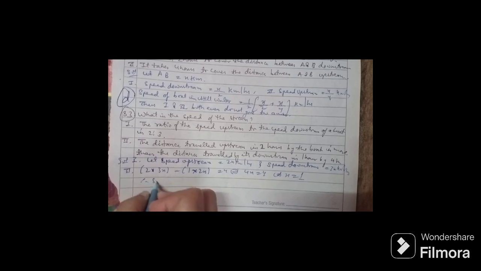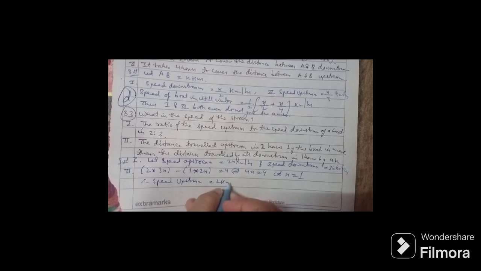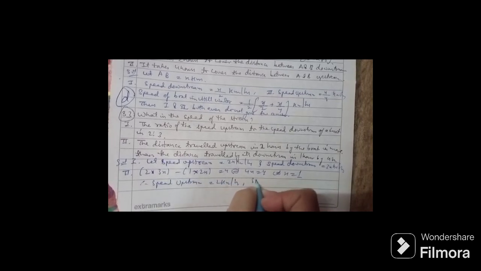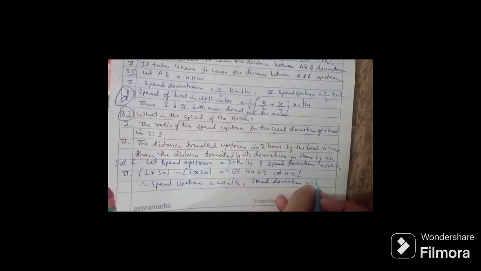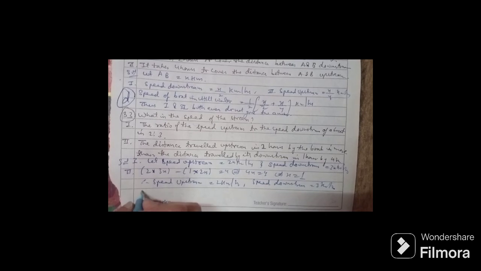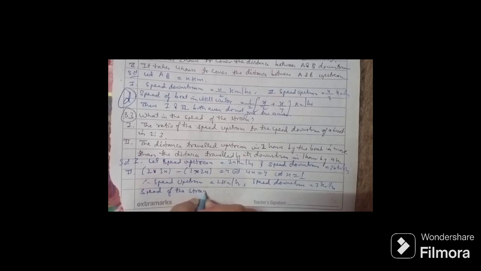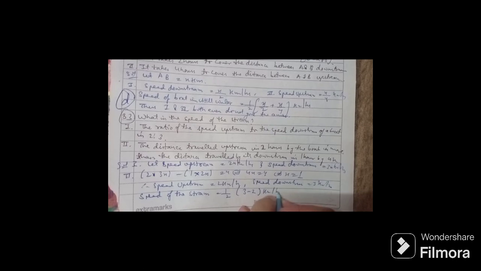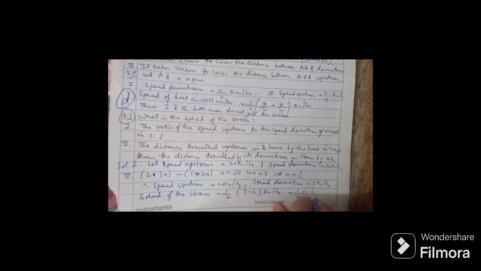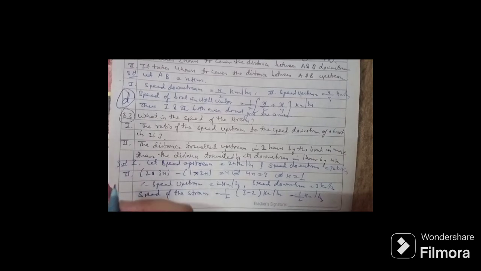Speed upstream equals 2 kilometers per hour. Speed downstream equals 3 kilometers per hour. So speed of the stream equals half of (3 minus 2) kilometers per hour, which equals half a kilometer per hour. Thus 1 and 2 together give the answer, and that will be the right option for this question here.